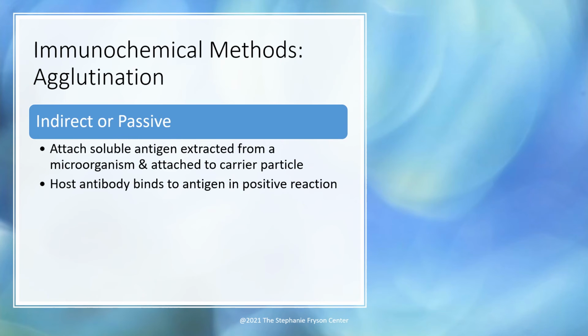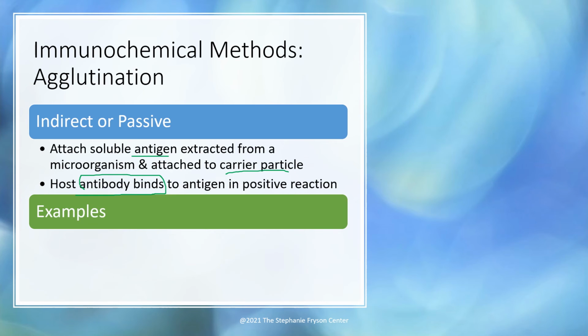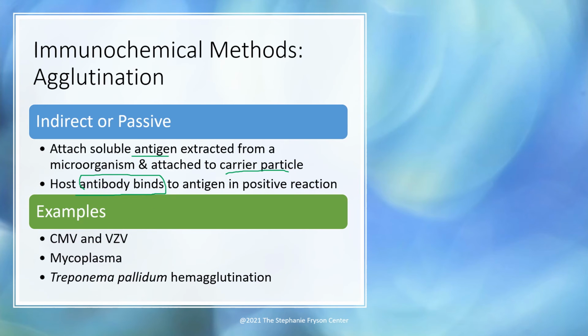Indirect or passive agglutination. This is where an antigen is extracted from an organism and attached to a carrier particle. And then the host antibody binds to the antigen in a positive reaction. Examples: cytomegalovirus, varicella, mycoplasma, and syphilis hemagglutination.